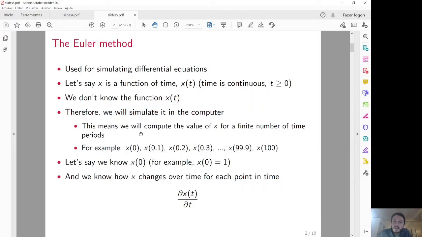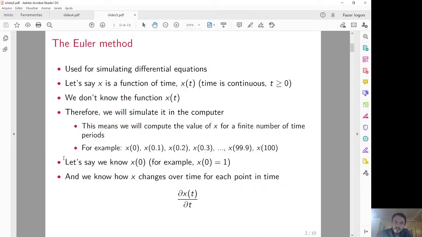And to simulate x in the computer means that we will compute the value of x for a finite number of time periods. So for example, we can go to the computer, write a code, and then find the values of x at time 0, 0.1, 0.2, 0.3, up until 100, for example.